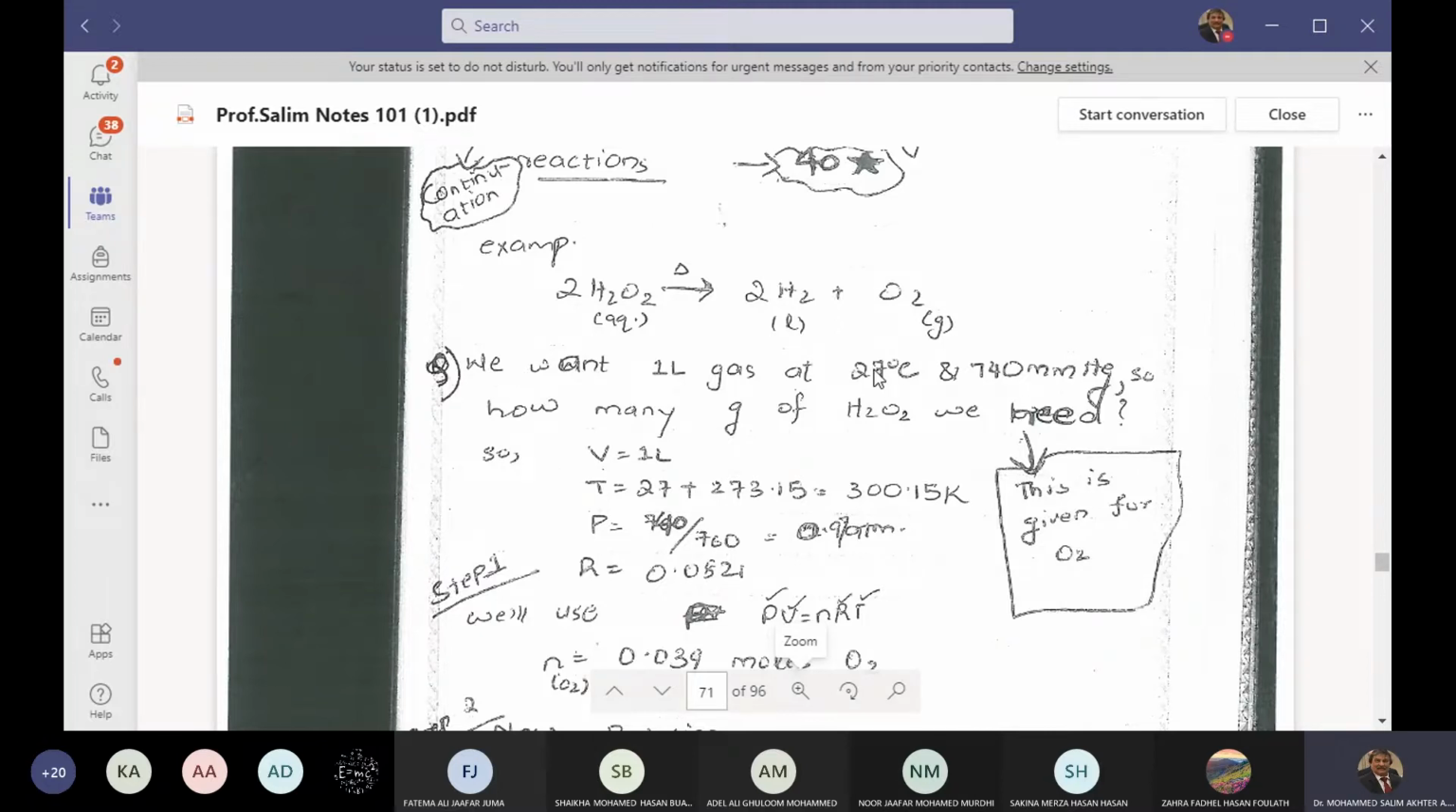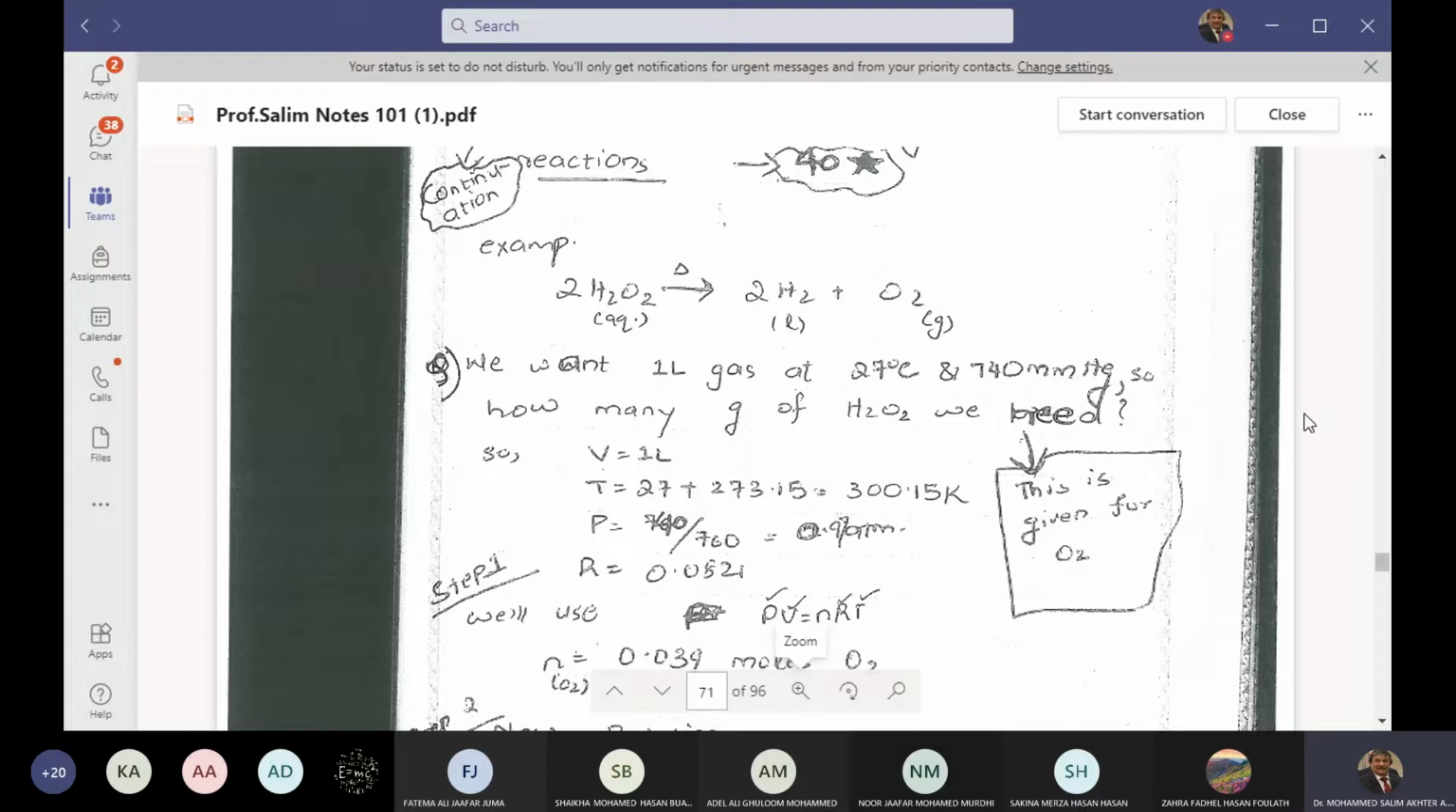27 plus 273.15 Kelvin. This will be 300.15 Kelvin. This will be temperature. 740 divided by 760, I will get pressure in atm. I also know R. What is R? Gas constant. What is the value of gas constant? 0.0821 liter atm per mole per Kelvin.